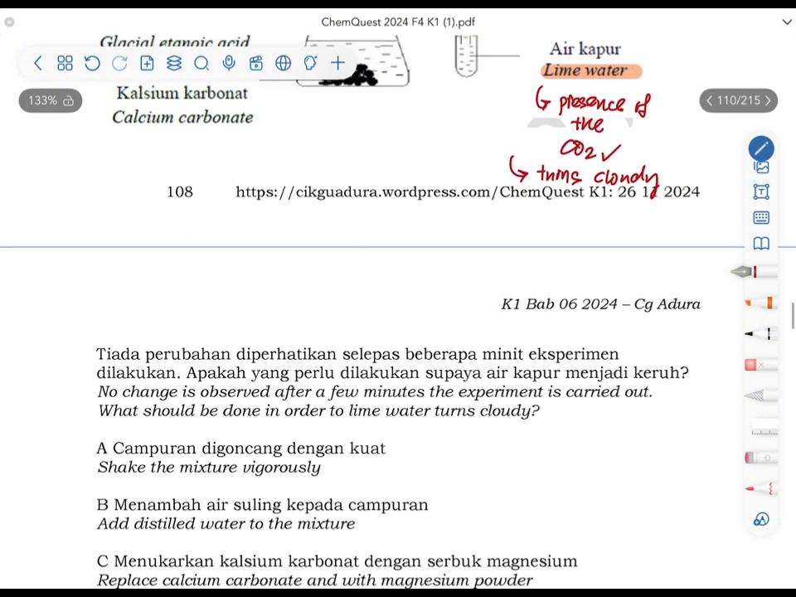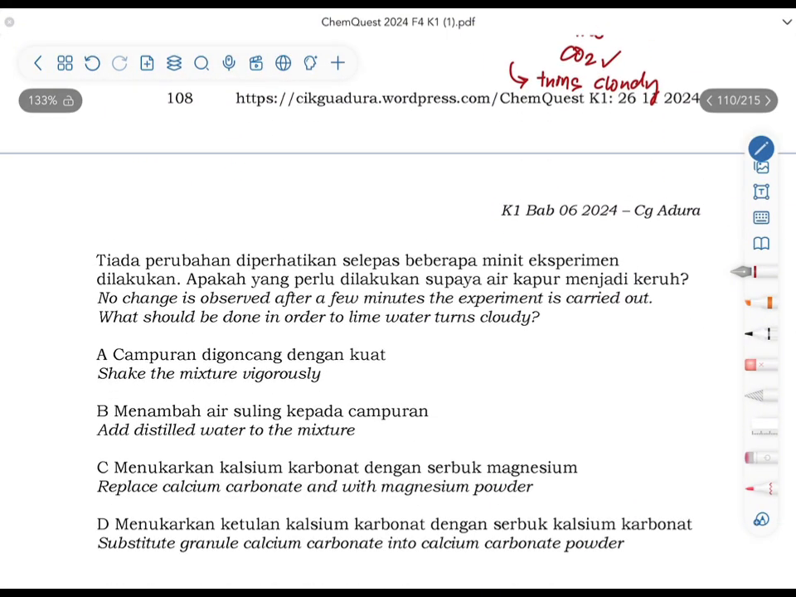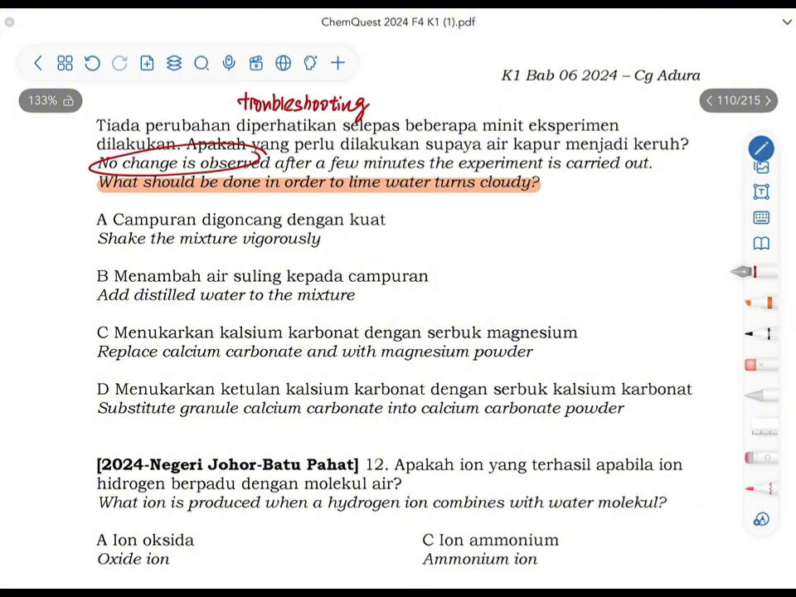Okay, let's look at the question. No change is observed after a few minutes the experiment is carried out. What should be done in order to turn the lime water cloudy? So this is troubleshooting. We want to find out why the reaction does not occur. So let's look at the options provided.